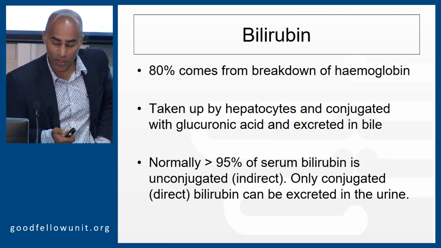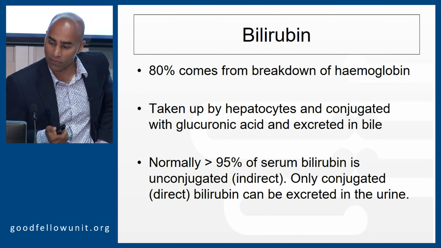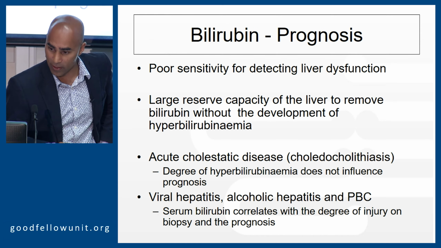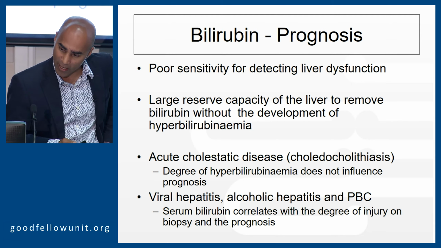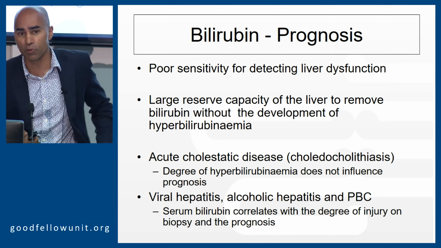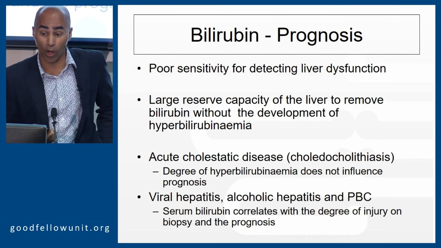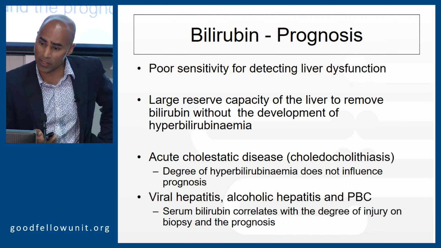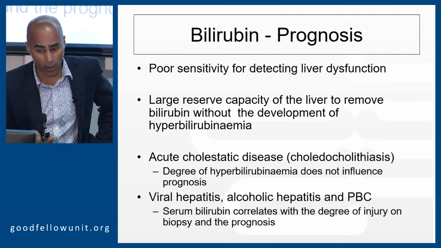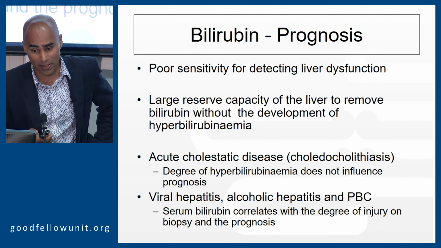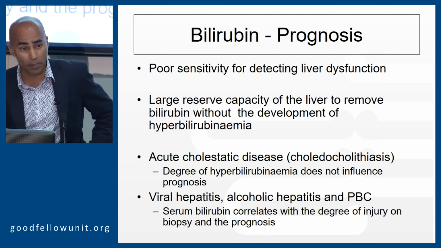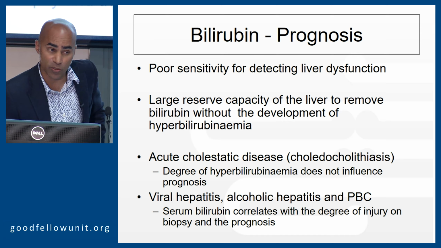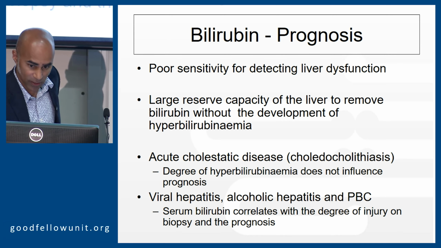We've got to look at conjugation as well. Most of the serum bilirubin is unconjugated, gets conjugated in the liver and then excreted later on. Prognosis in regards to bilirubin: there's a huge reserve of bilirubin production such that it can go up quite quickly and can come down. So there's not a very good correlation between bilirubin levels and prognosis, especially in acute cholestatic disease. But in viral hepatitis, alcoholic hepatitis and PBC, there is some correlation and relation to the degree of injury that you see on biopsy.